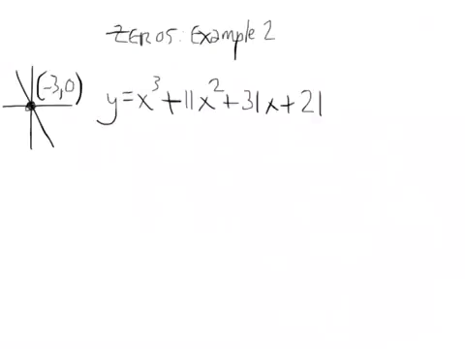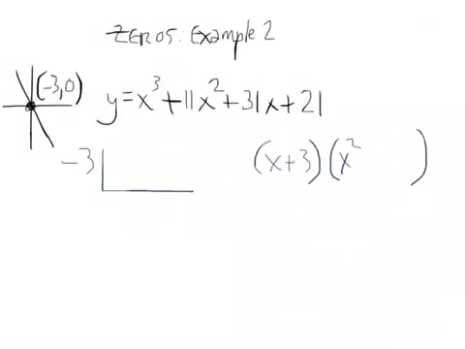So my strategy then is to take that negative 3 out of it and then see what's left and find my zeros from there. Really what I'm doing is I'm factoring out an x plus 3. And what I'm left with is an x squared, because x cubed divided by x is x squared. So I'm going to do that division now. I have 1x cubed, 11x squareds, 31 x's, and 21 ones.